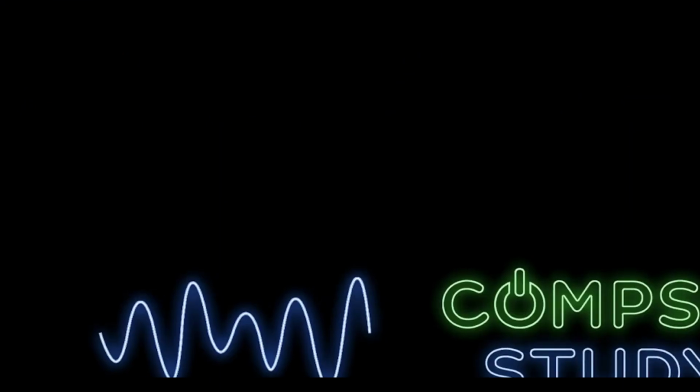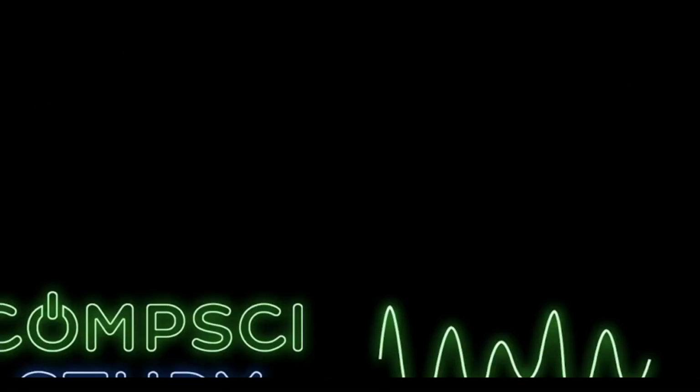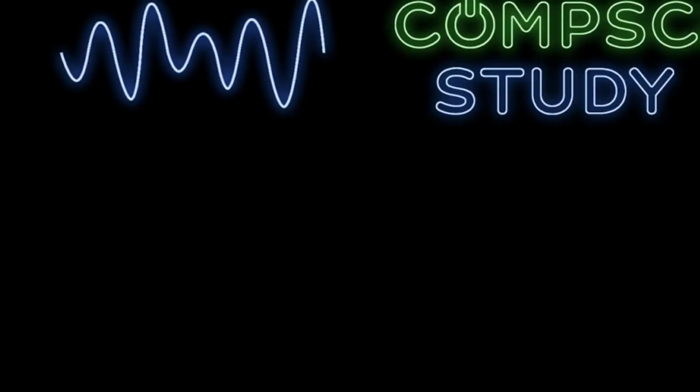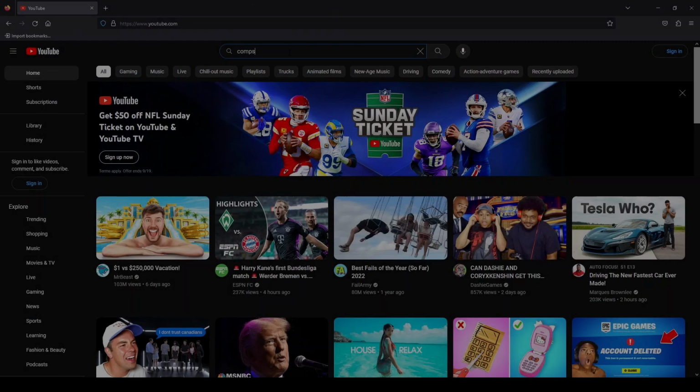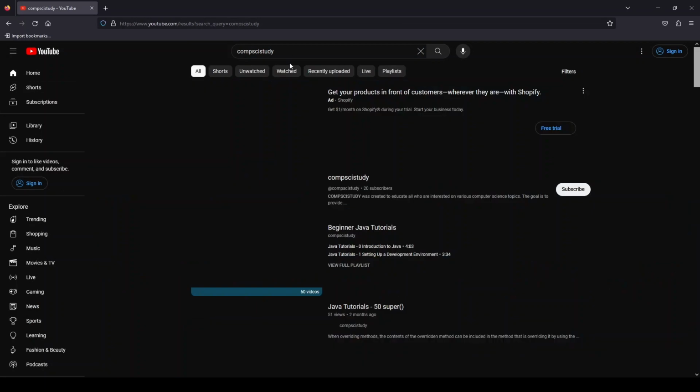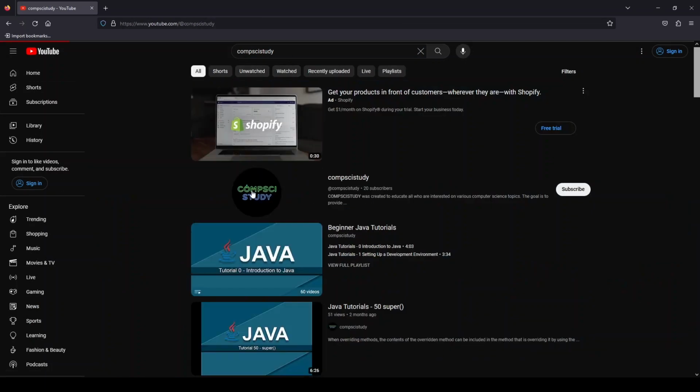Sorting is a process that is often implemented in computer programming. In fact, it isn't hard to come across instances where something is sorted in everyday use of computers. For example, let's go to youtube.com and pull up the CompSci study channel.